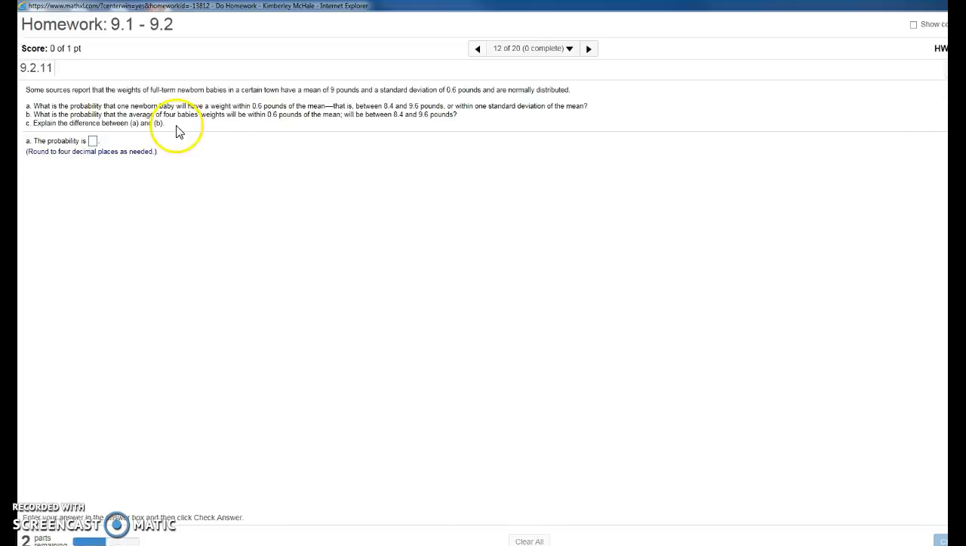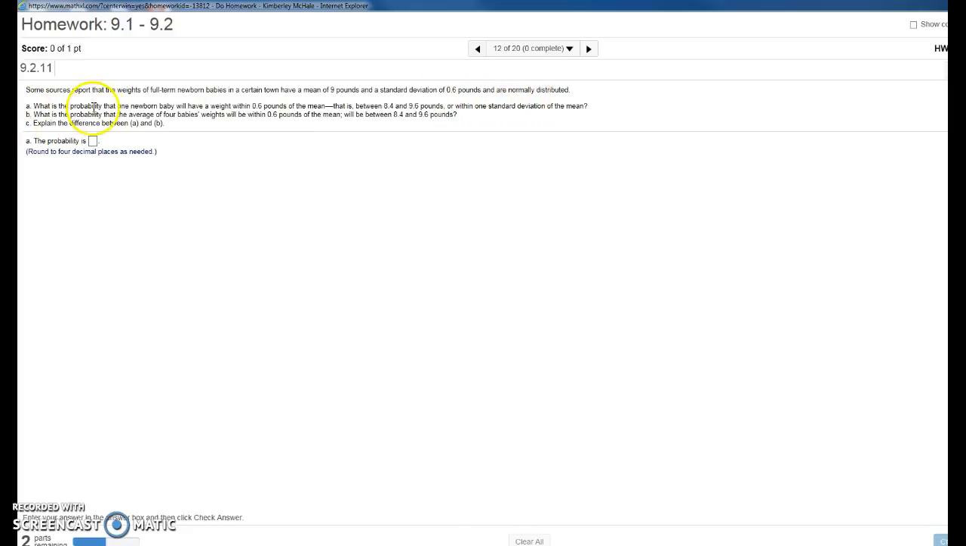Hi, I am going to do 9 to 11. I had a student ask about it. It says that some sources report that the weights of full-term newborn babies have a mean of 9 pounds and a standard deviation of 0.6 pounds and are normally distributed.